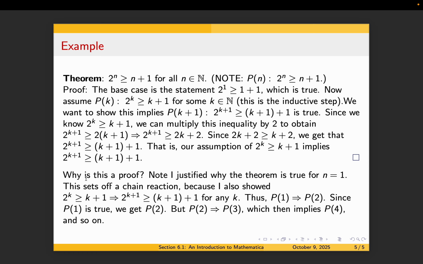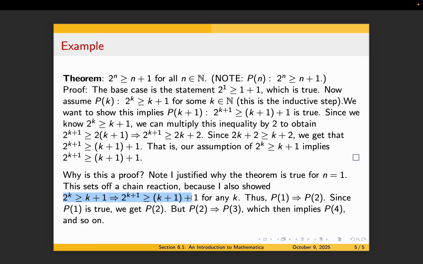So let's just briefly discuss, why is this a proof? Why has this inequality been justified? Well, first of all, I just verified it for n equals 1, so you can't argue there. Right? Nobody's going to argue that 2 to the 1 is bigger than or equal to 1 plus 1. So we got that.